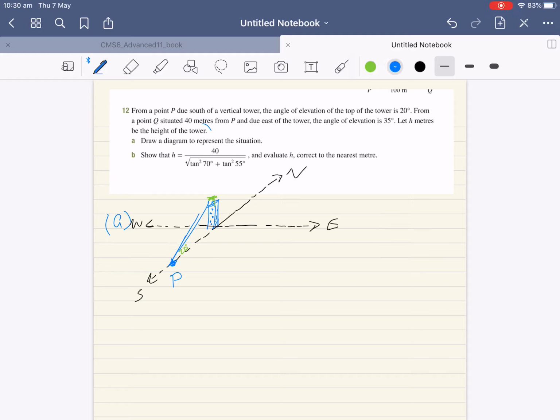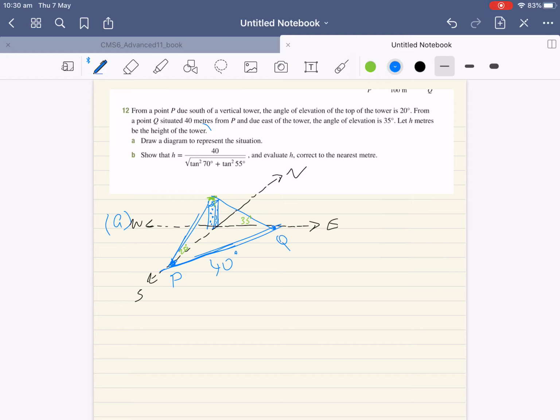Point Q is due east of the tower. So I'll do Q over here. And the angle of elevation is 35 degrees. And the distance between the two places, P and Q, was 40 meters.